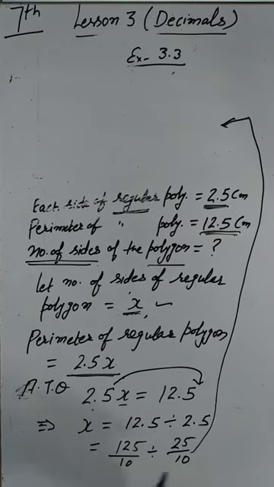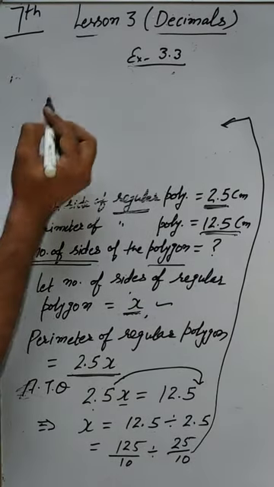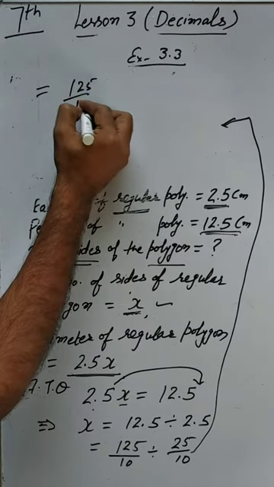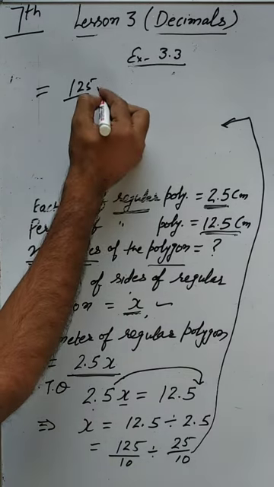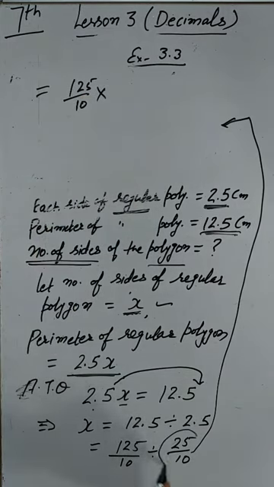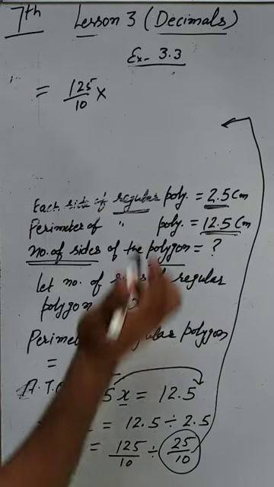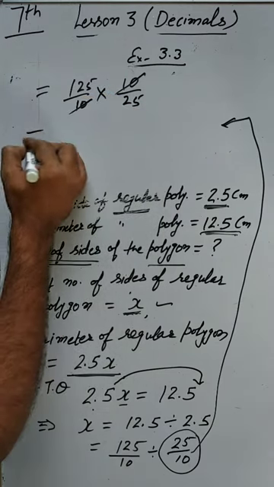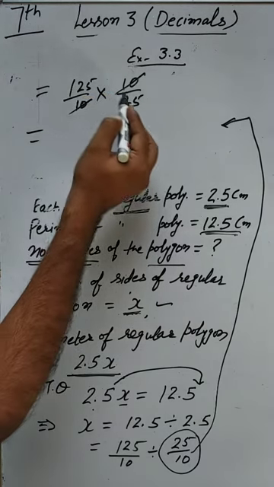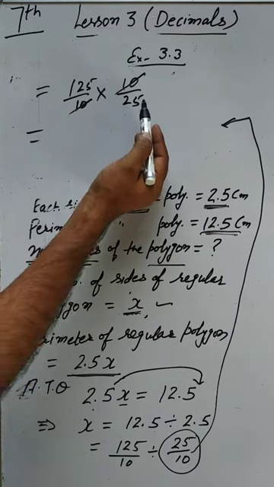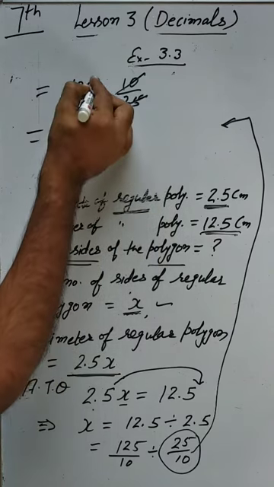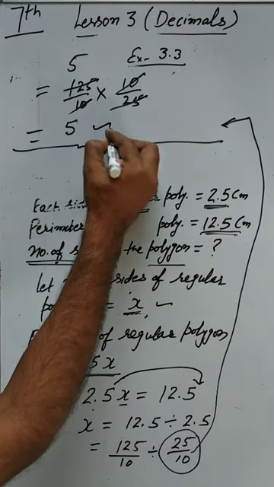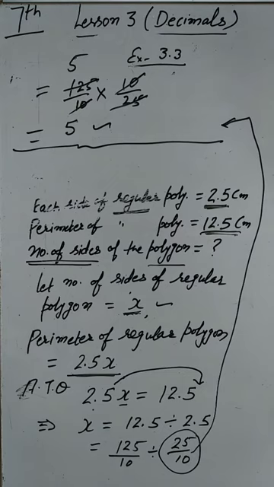Yes, beta. Now 125/10. Division will change into multiply, and here we have to write the reciprocal of 25/10. Its reciprocal will be 10/25. 10 is cancelled with 10, and 125 you can cancel with 25. 25 fives are 125. So the number of sides of the polygon is equal to 5. Understood, beta?